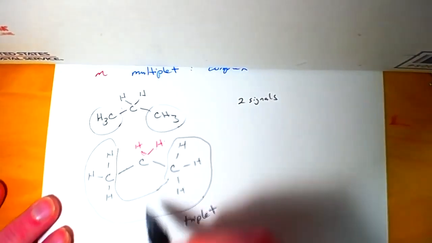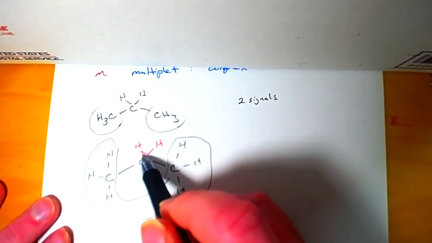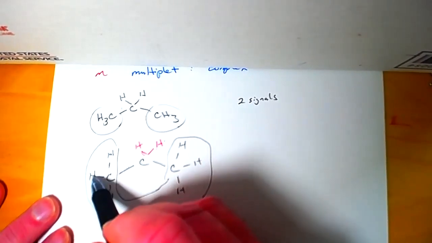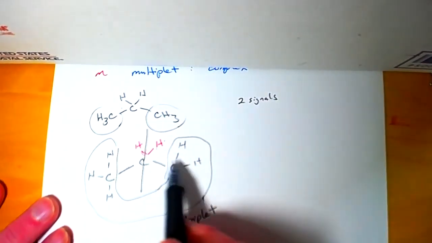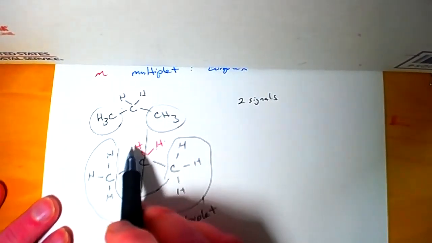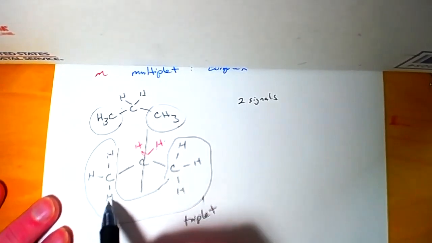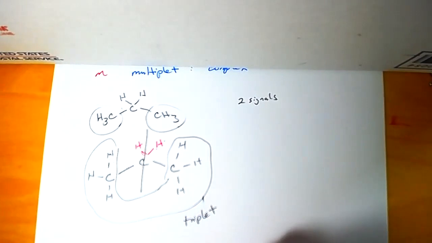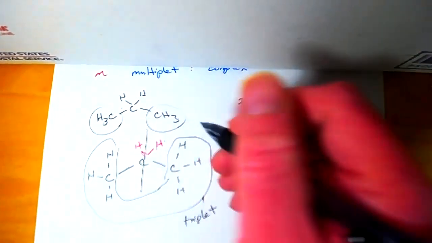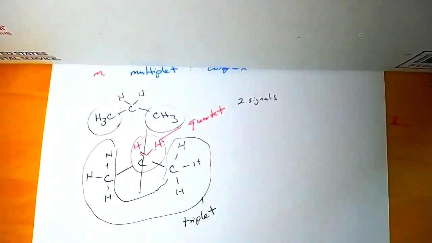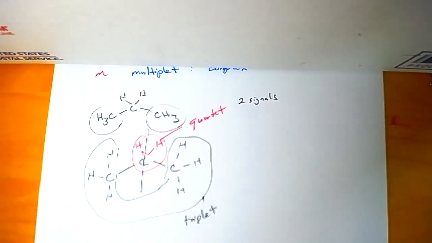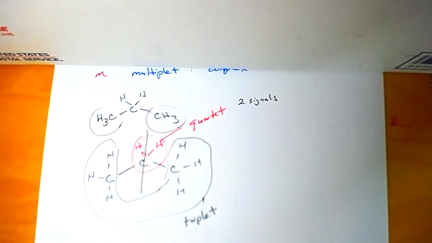These hydrogens, on the other hand, are within 1, 2, 3 bond lengths of this one, and of this one. And you want to be thinking plane of symmetry here, so it would be the same thing on this side. So these are effectively being split by these 3, and that's going to show up as a quartet. Okay. So you're going to have 1 triplet and 1 quartet.